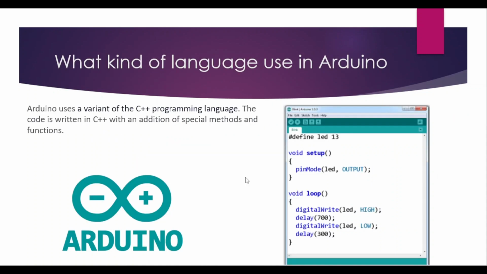Now, what kind of language does Arduino use? Arduino uses a variant of the C++ programming language. The code is written in C++ with an addition of special methods and functions.